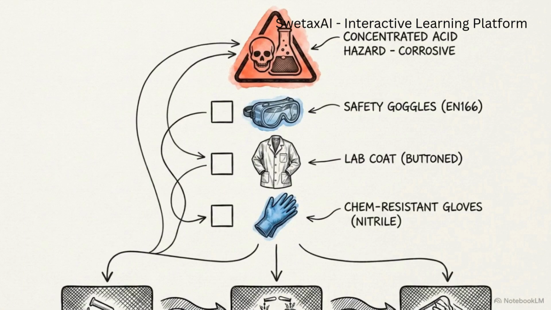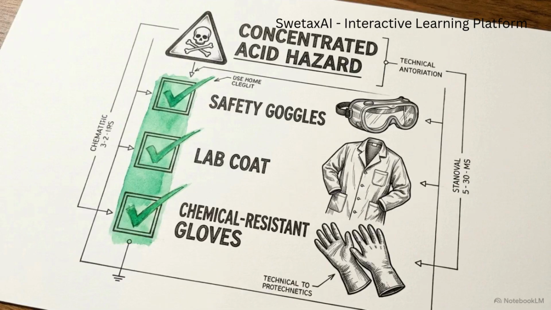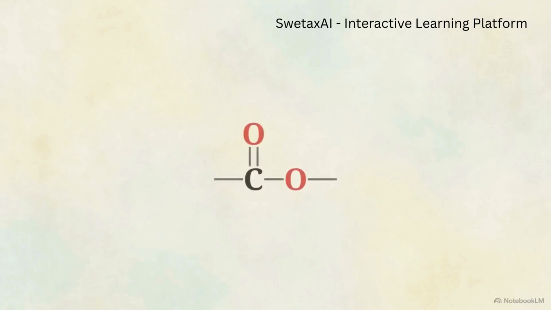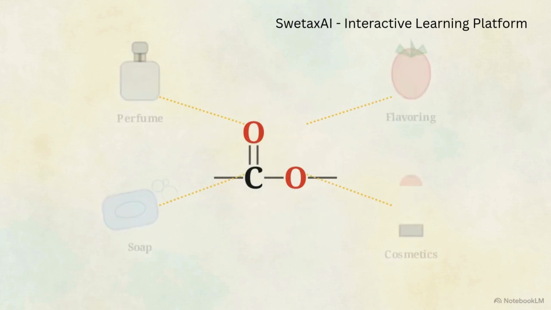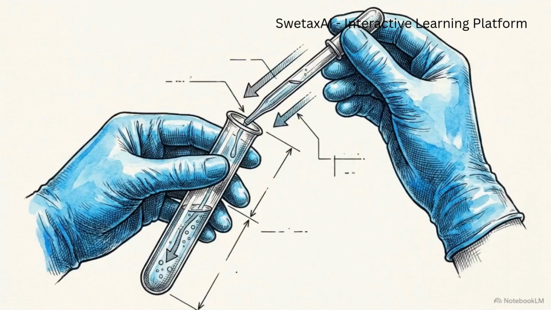Before we handle any reagents, you must prep your workspace. Put on your safety goggles, zip up your lab coat, and put on chemical-resistant gloves. We are working with concentrated acid today, so these precautions are mandatory. Safely executing this reaction provides a hands-on look at the foundational chemical bond used to produce modern synthetic perfumes and flavoring agents.